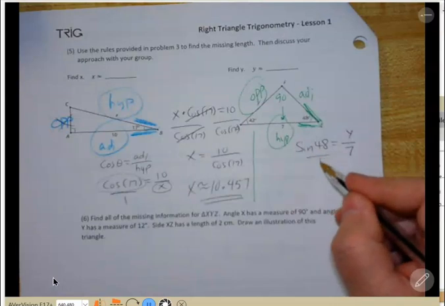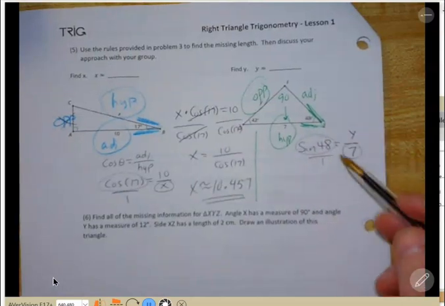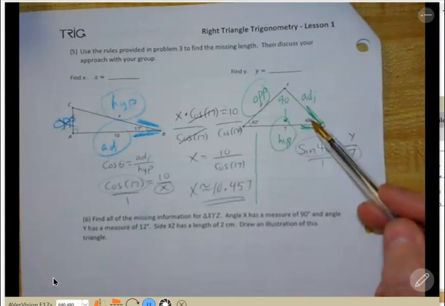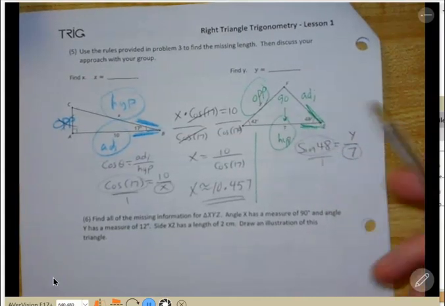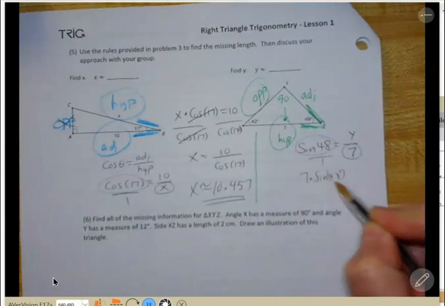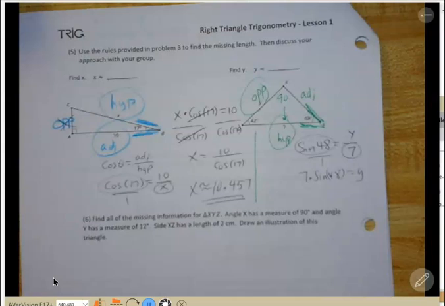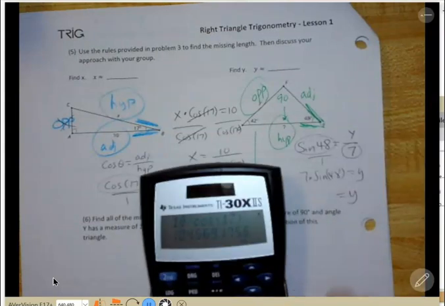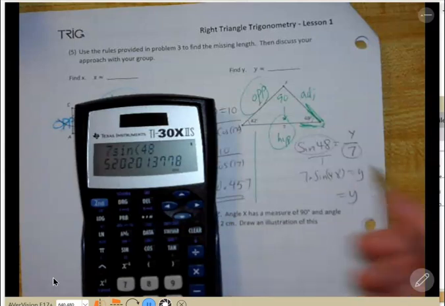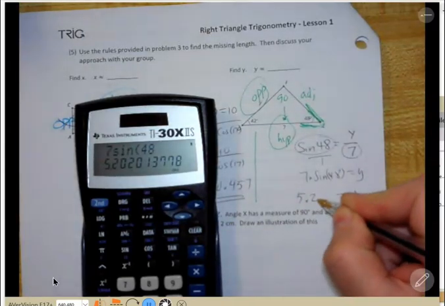Alright, so if I cross multiply here, this is a sine problem, opposite over hypotenuse. So sine of my angle is equal to opposite over hypotenuse. I cross multiply. 7 times the sine of 48 degrees is equal to y times 1, which is y. So this time I just put in 7 times the sine of 48 degrees, and the answer is approximately 5.202.